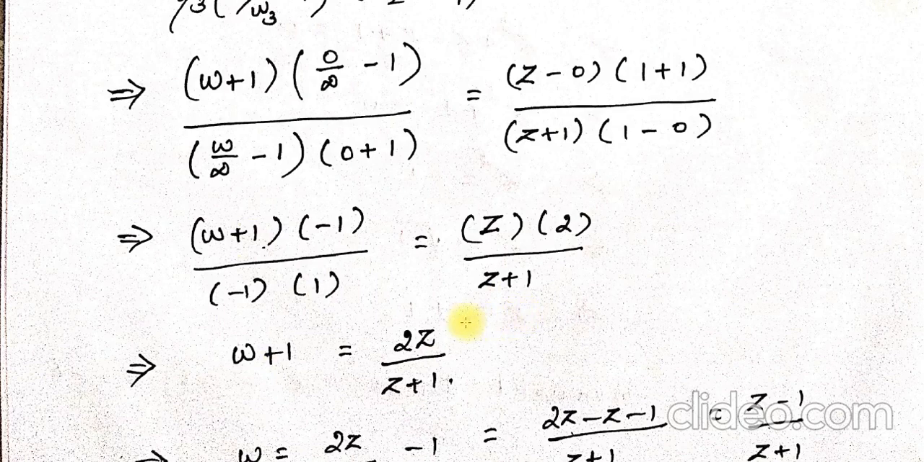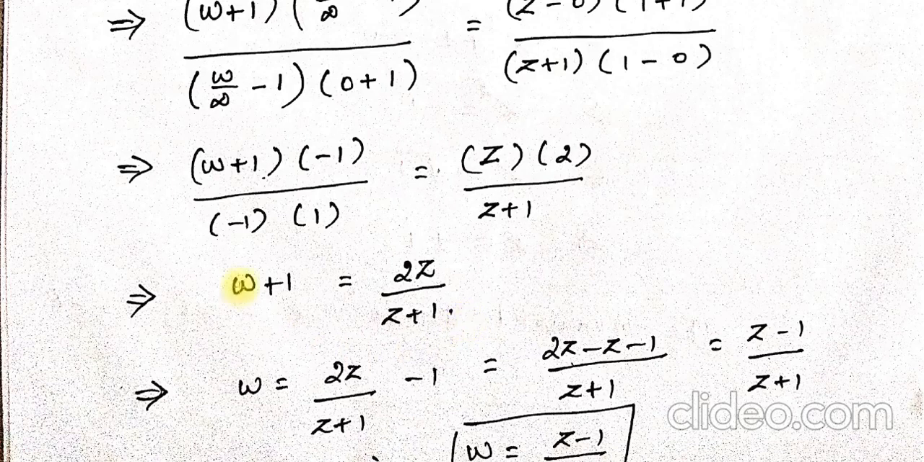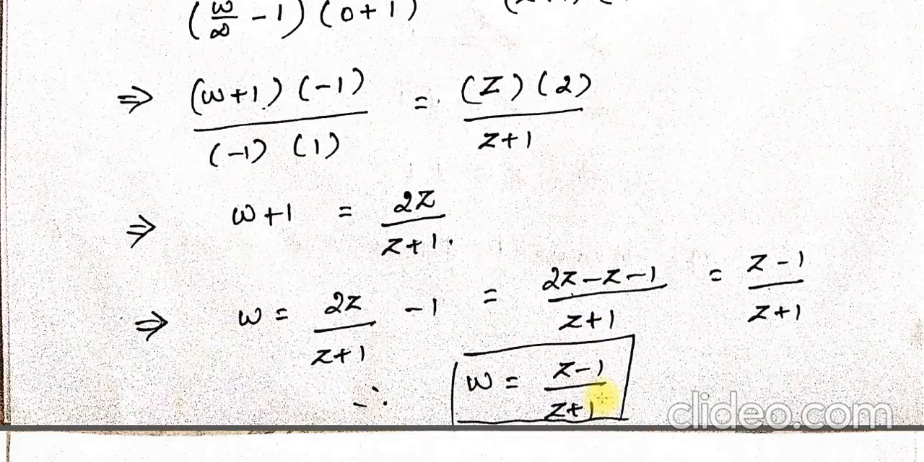See, this problem is very simple. In the next step itself we can find out the value of W. That is 2Z by Z plus 1 minus 1. Our aim is to find out the value of W, and simplifying that I will be getting the value of W. As I said in the previous lecture, it is easy to verify whether our answer is right or not. The only thing we have to do is, in the transformation, substitute the inputs as well as outputs.